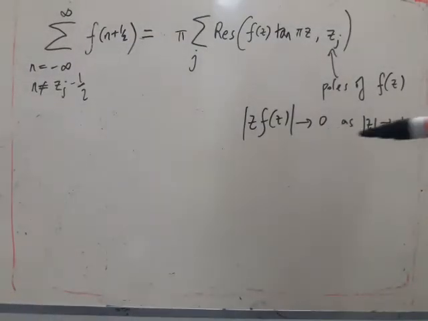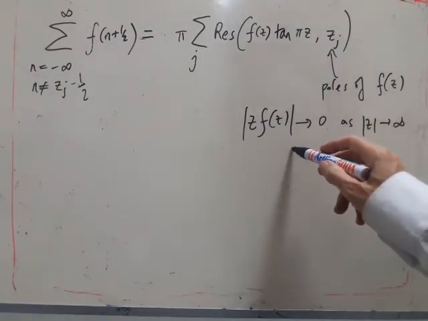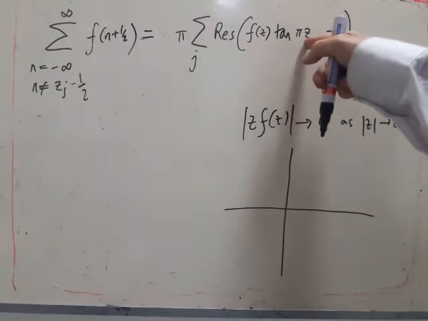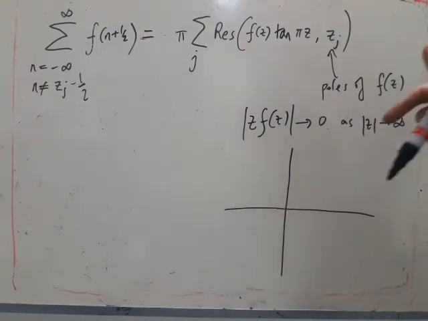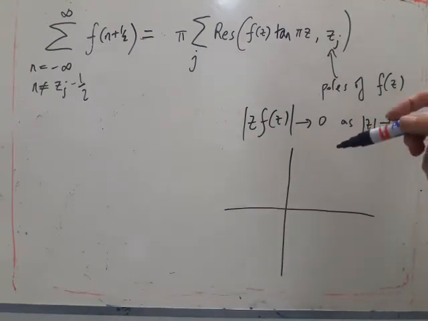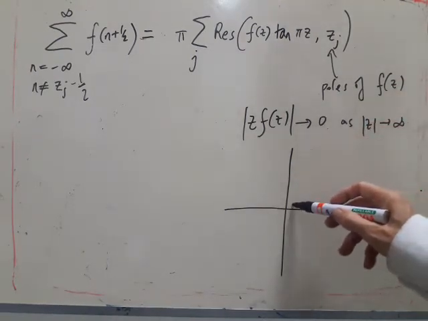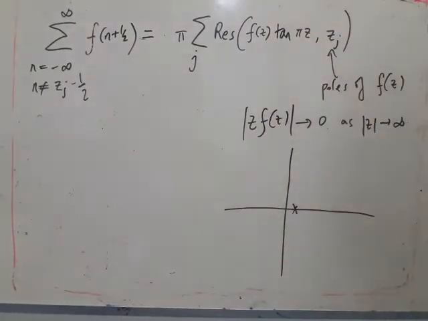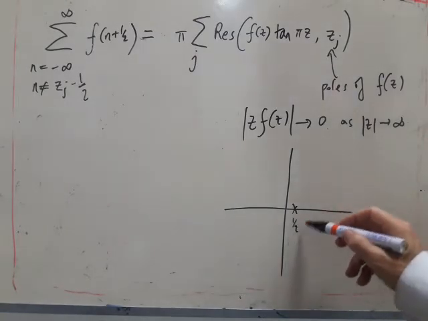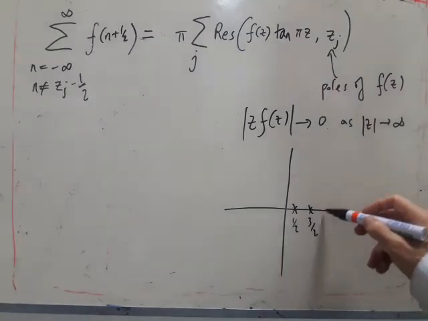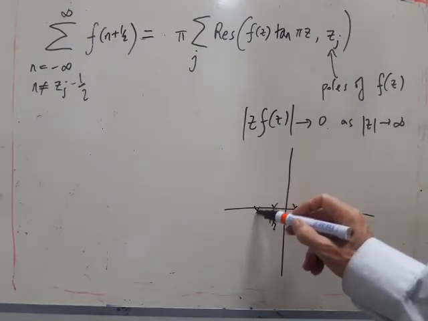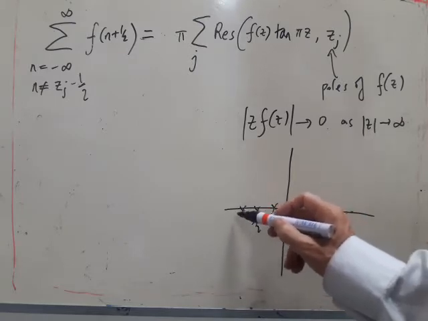So to prove this, we note that tan has singularities at odd multiples of pi by 2. So therefore tan of pi z has singularities at the half integers. So this is a half, 3 halves, and so on. Minus a half, minus 3 halves, and so on.